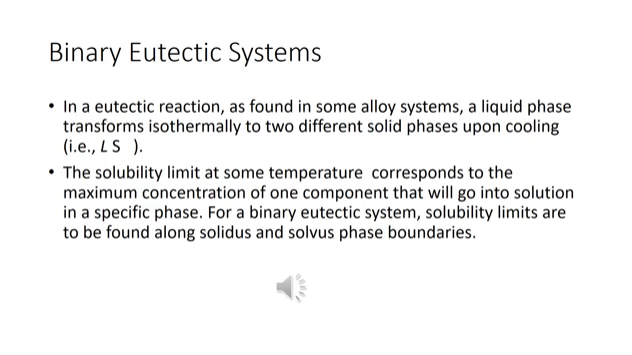Another system that you have is a binary eutectic system. In this system, we have a liquid phase that transforms into two different solid phases upon cooling. The solubility limit corresponds to the maximum concentration of one component that will go into solution in a specific phase. The solubility limits in this case are the solidus and the solvus phase boundaries.